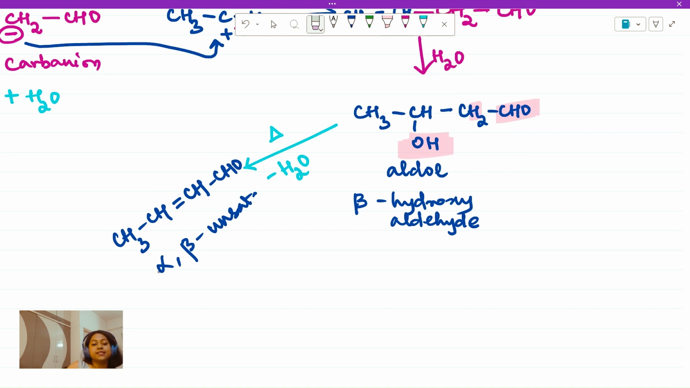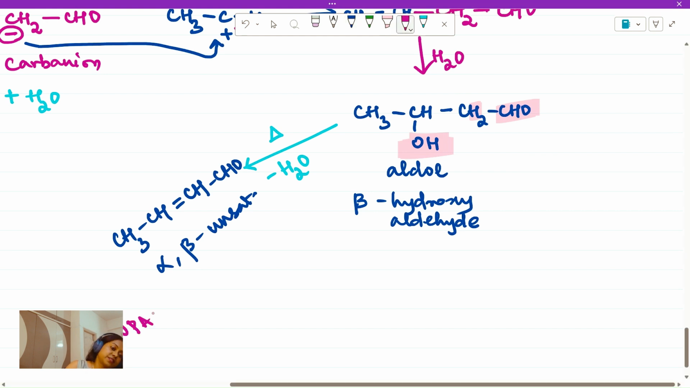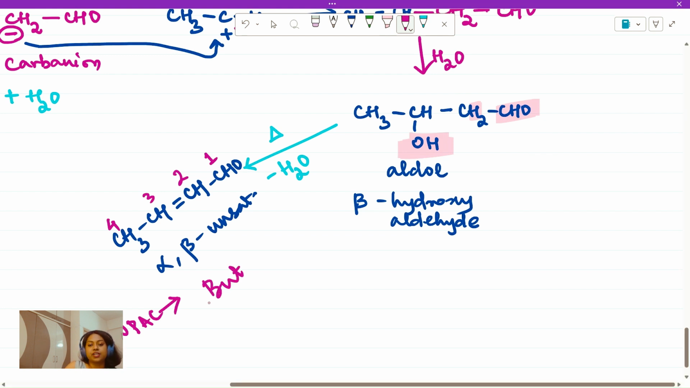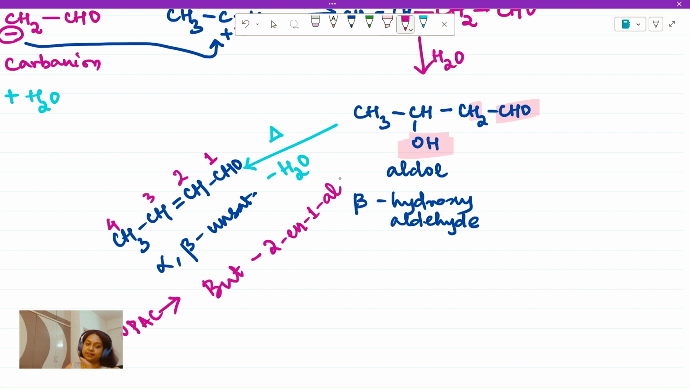Now, what is the IUPAC name? Because sometimes they ask all the IUPAC names of all the products obtained in crossed aldol condensation. So for the IUPAC name, carbon counting: यहाँ से start करेंगे. CHO group, aldehyde group, is high priority, then the double bond. 1, 2, 3, 4. So what do we call this? But-2-en-1-al, or you can skip the one, it's just but-2-enal. This is one product that we have obtained.